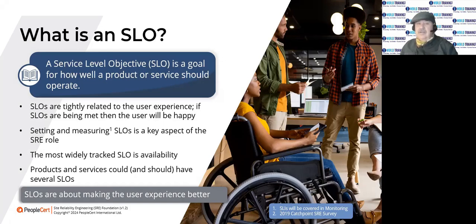So again, just in summary, in general, SLOs are all about making the user experience satisfactory and in general better than if you didn't have SLOs. It gives you something very specific and objective to manage to.